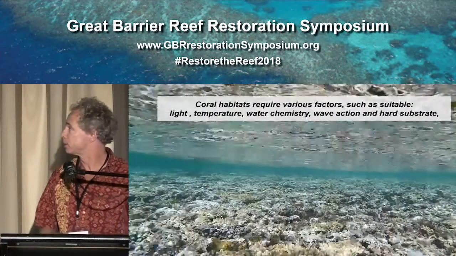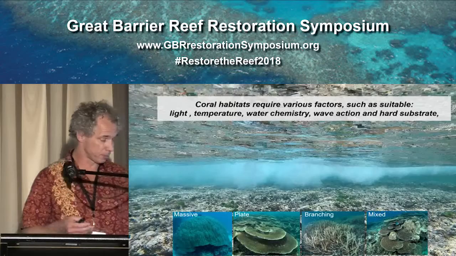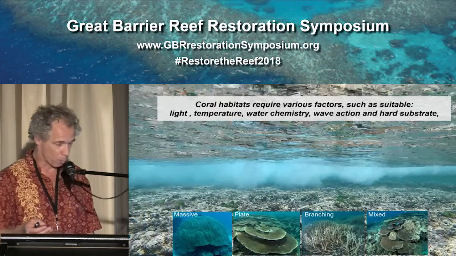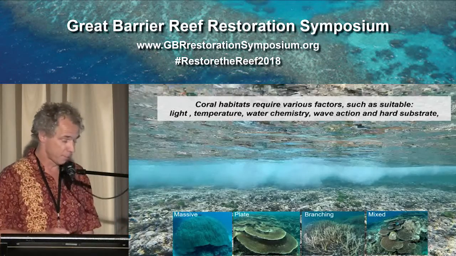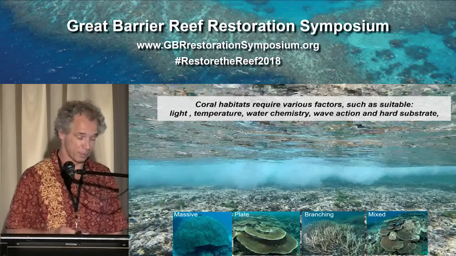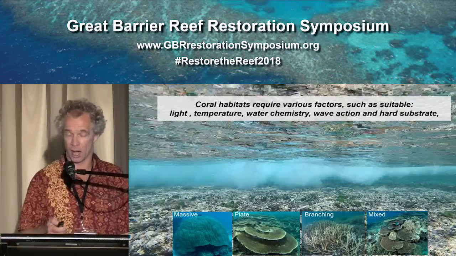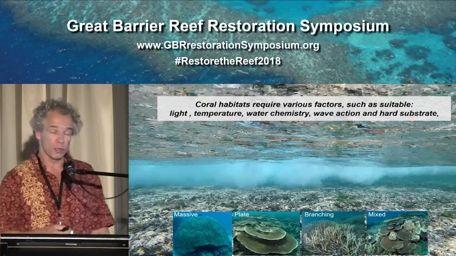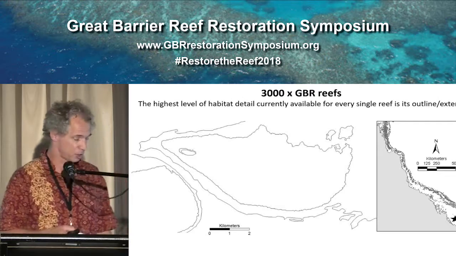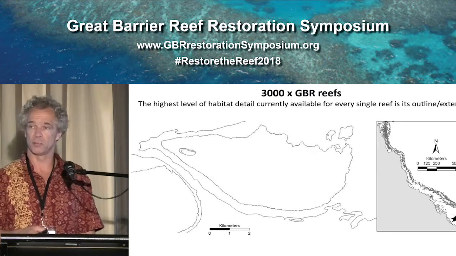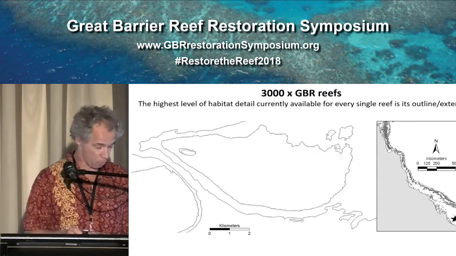As we know, coral habitats need certain factors that influence where they grow. That's light, temperature, water chemistry, wave action, and hard substrate, because coral like to grow on hard substrate. Massive and plate and branching coral you will find on these areas, but where these hard substrates are is a different story. Because if you realize that 3,000 reefs of the GBR, the map that you see here, some of you will recognize it as Heron, but this is the most detailed map of the habitat of the Great Barrier Reef at this stage. So, what does it mean?